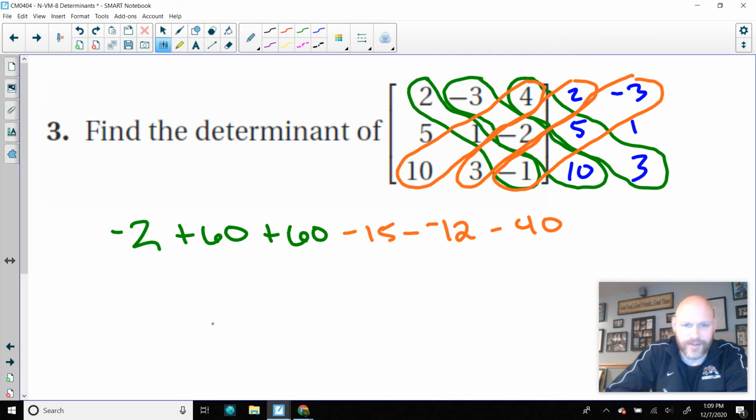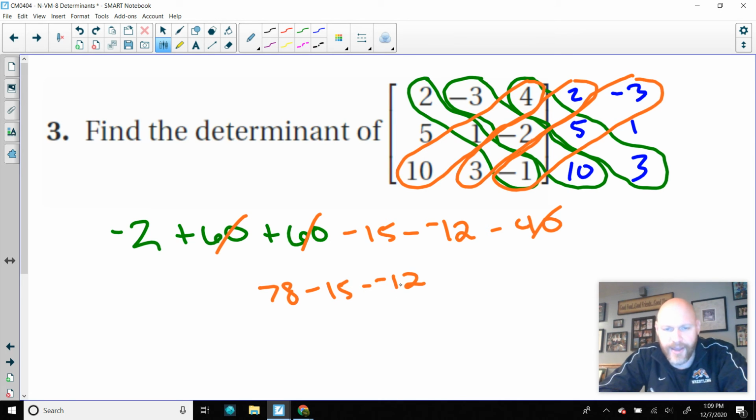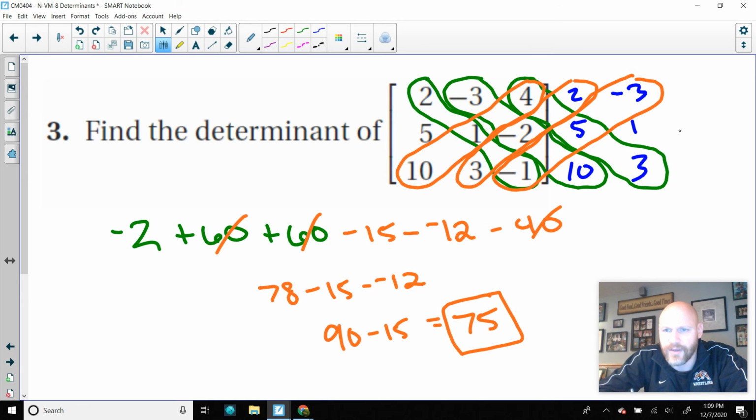Now all I have to do is a little bit of simple math. 60 plus 60 is 120. Minus 40 is 80. And then let's go ahead and do 80 minus 2, which is 78, minus 15, minus a -12. Just writing the math down to do the math in my head. Whenever you're subtracting a negative, you're really adding a positive. So 78 plus 12 is going to be 90. And 90 minus 15 is going to be 75. So the answer to that one is 75.